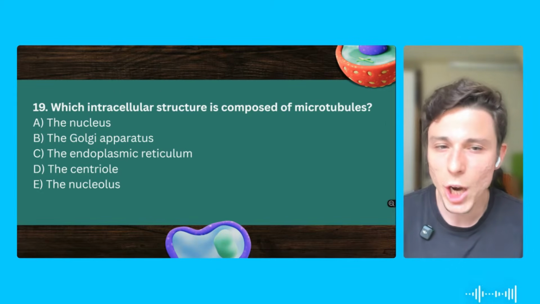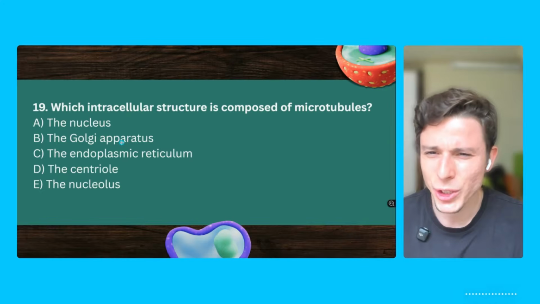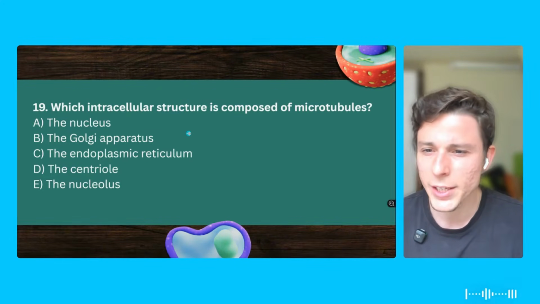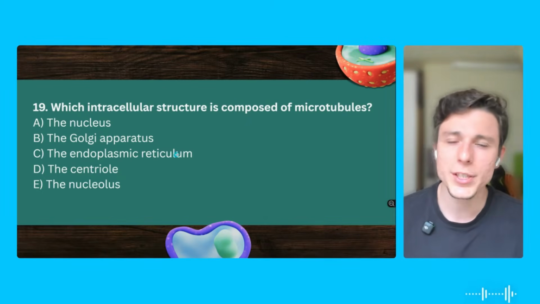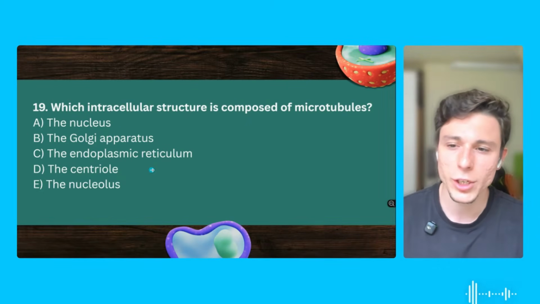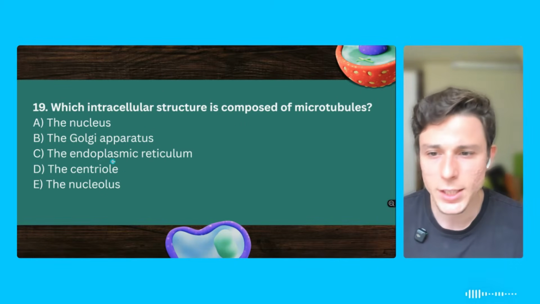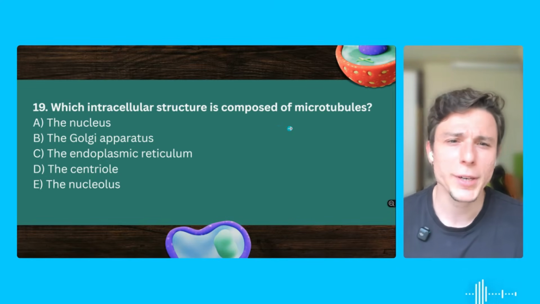So let's take a look at the options and then we can jump into the details, okay? So we have the letter A here saying that the nucleus is the intracellular structure that is composed of microtubules. The letter B is saying that it's the Golgi. So guys, if you remember about cell division, you're going to know that the correct answer here is the centriole. It's going to be very important for the cell division, separating the chromatids or the chromosomes. But before we mark letter D and skip this question, let's just refresh your minds about this topic.